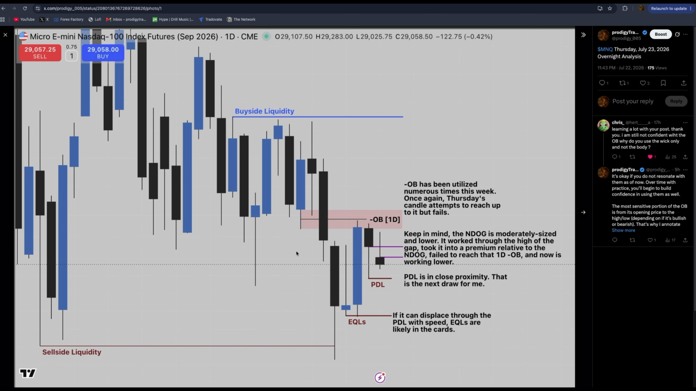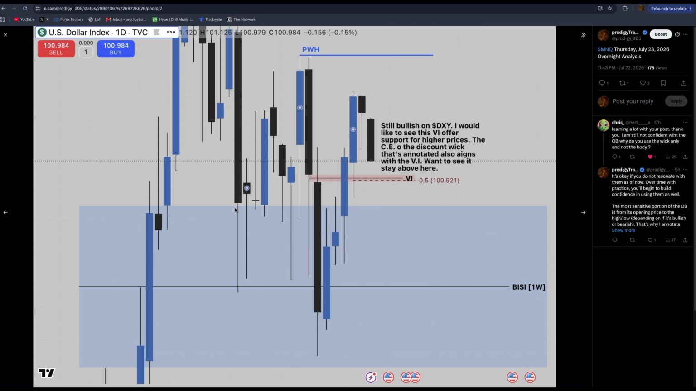All right, lastly, moving on to Thursday's overnight analysis. I'm going to start once again with the dollar index. I was still bullish on the dollar, did have a small retracement on the daily chart, but with this wick's midpoint and this volume imbalance being in close proximity, I wanted to see these two levels offer support for higher prices and see it work above these relative equal highs and then the previous weekly high.